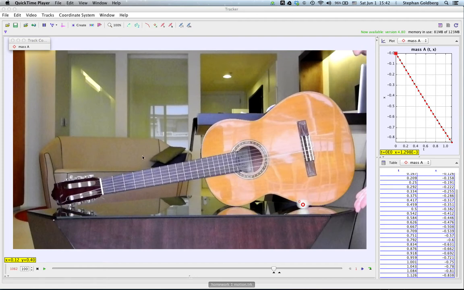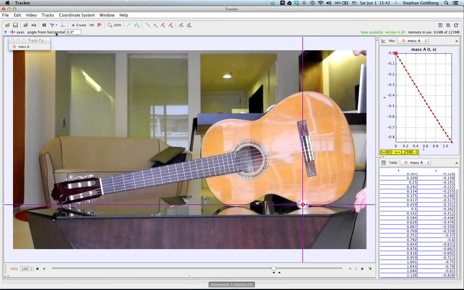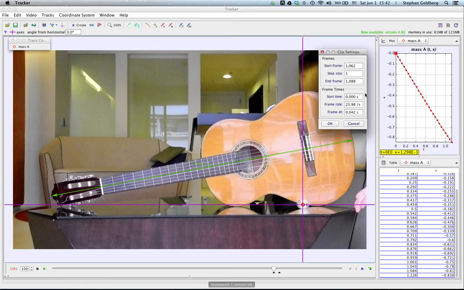So here we have the setup of the experiment. The moving object is a coin moving over a flat surface in the negative x direction. As a scale reference, I use this guitar, and the video clip is recorded at 24 frames per second, contains 27 frames, and goes over a total length of 1.26 seconds. Here's how it looks like.